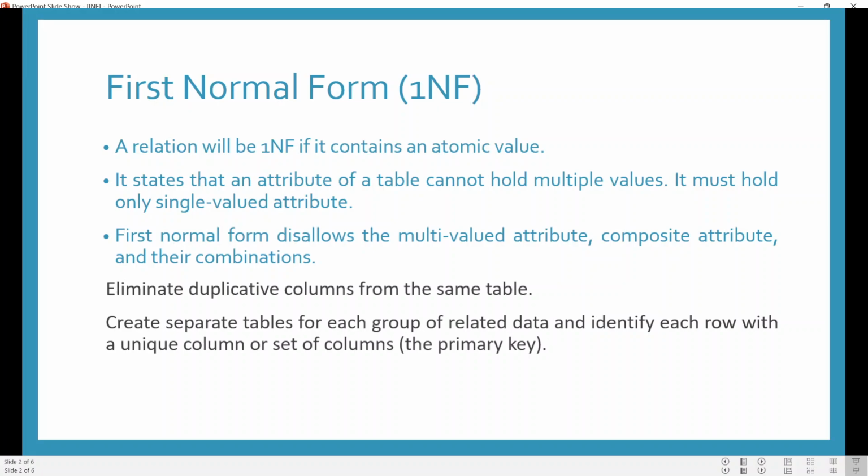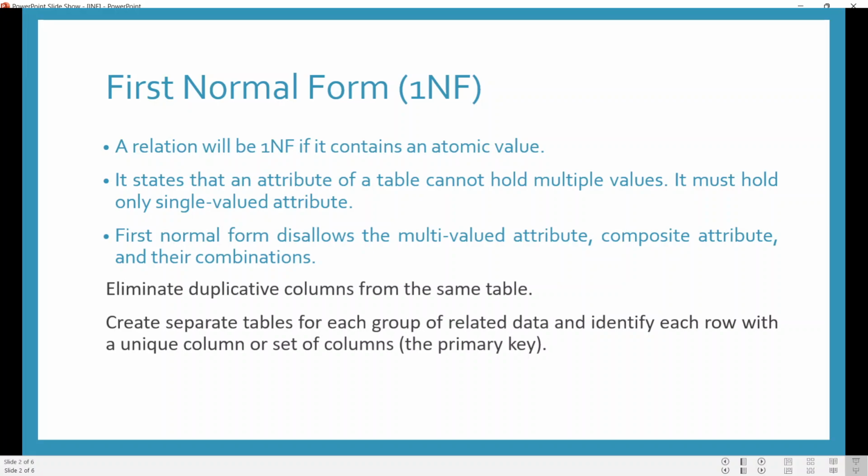atomic values. What is meant by atomic value? Atomic value means in a relation an attribute shouldn't have multiple values. It should have only a single value. So first normal form doesn't allow multi-valued attributes, composite attributes and the combinations of those. So basically we have to eliminate duplicate columns from the same table.